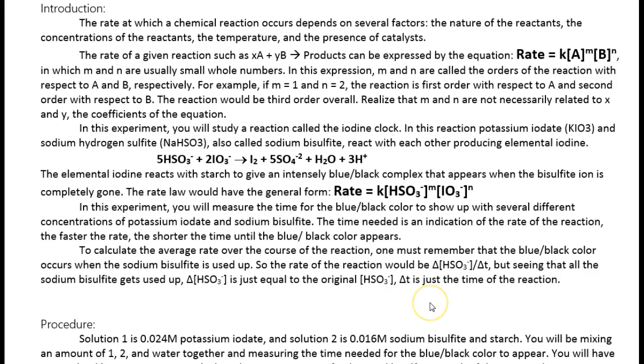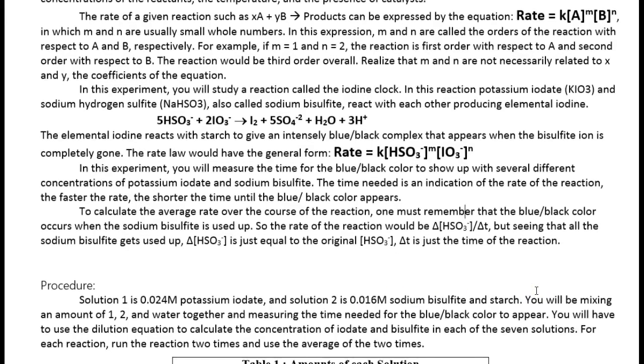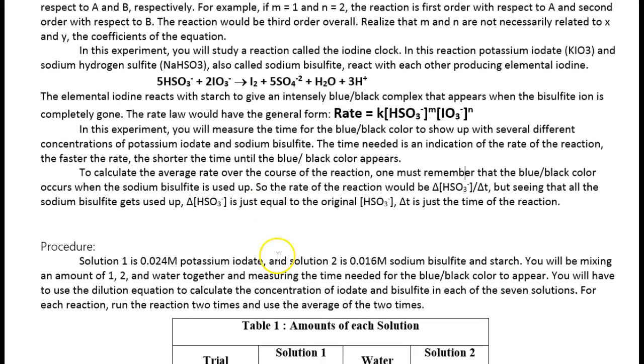So to get ready for the lab, a couple of things have to be done here. First of all, you have to understand, if you read this last little bit here, it says to calculate the average rate over the course of the reaction, you have to remember the blue-black color occurs when the sodium bisulfite is used up. It says sodium bisulfite, but it's really referring to just the bisulfite. That's all we're worried about, the HSO3 1-. So when that gets used up, the reaction is over and you get the color change. That's how you know the reaction is done.